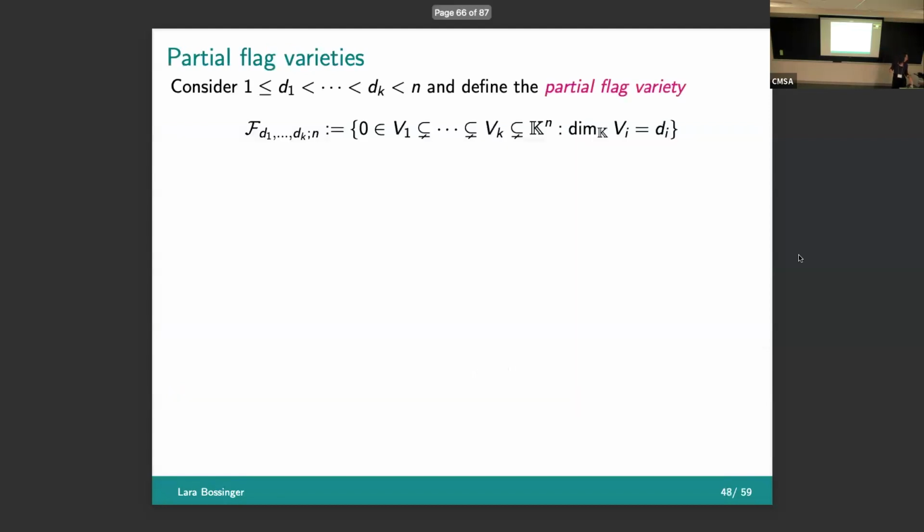Okay, so before getting to that result, let me tell you what partial flag varieties are. In the Grassmannian, we always just have points in correspondence with subvector spaces of a fixed dimension. Here we fix a tuple of dimensions, d1 to dk, between 1 and n, and we consider a flag of vector subspaces, contained in each other, and the dimensions of every vector space in my flag should be the ones I prescribed.